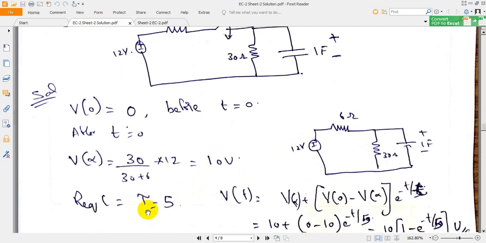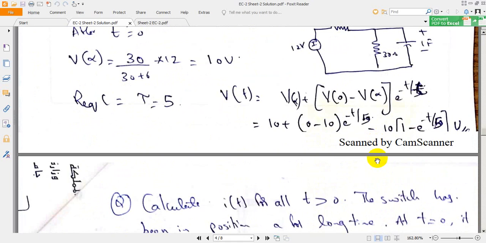But what we want is V of t after the switching operation. V of t is equal to V infinity plus V naught minus V infinity, e power minus t by tau. How is tau given? Tau is given by the RC value. Effective RC value: 6 and 30 are in parallel.